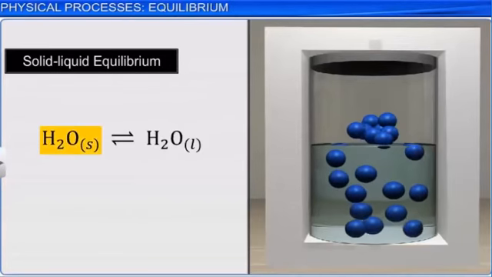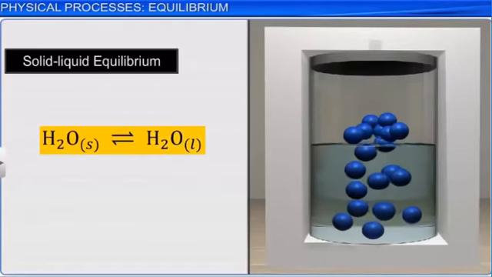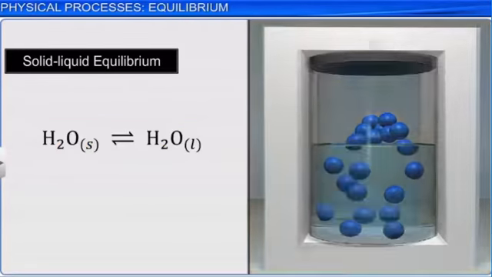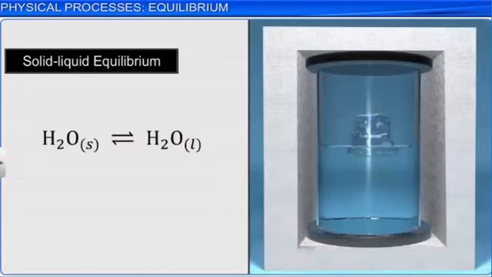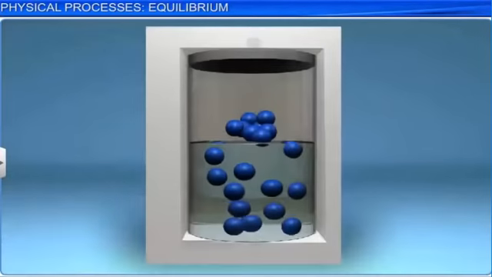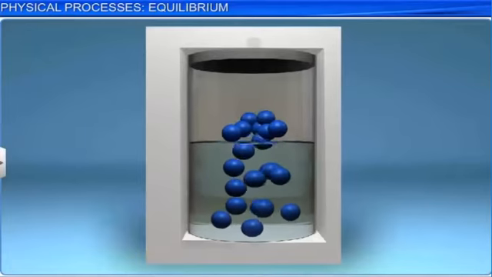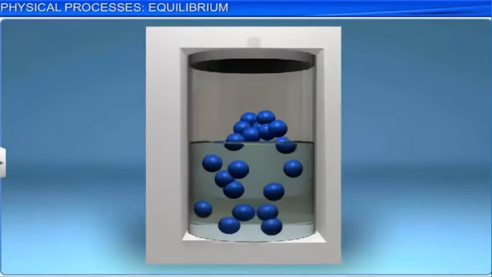It is important to note that ice exists in equilibrium with water only at a particular temperature and pressure. Thus, for any pure substance at atmospheric pressure, the temperature at which the solid and liquid are at equilibrium is called the normal melting point or normal freezing point of the substance.